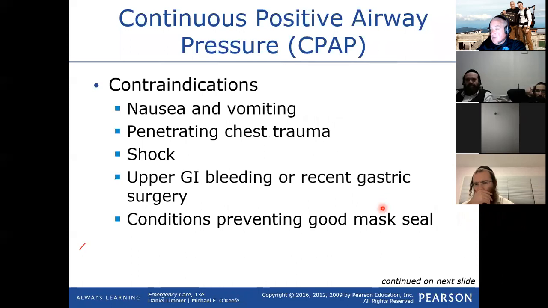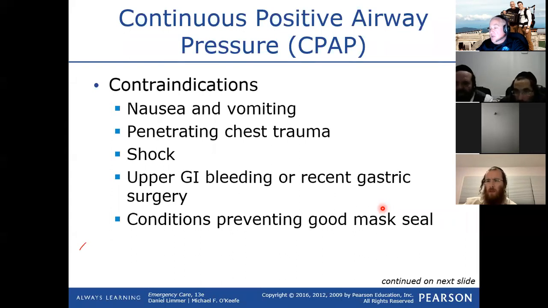Okay. So again, we said nausea and vomiting, chest trauma, we wouldn't use it on. Shock, again, because the blood pressure is too low. Upper GI bleeds because they're going to aspirate, right? If they have a bleed where they're vomiting up blood, again, we would never think to use it on any of this because it's not the indications, right? The indications of somebody having a breathing problem. None of these things are breathing problems.